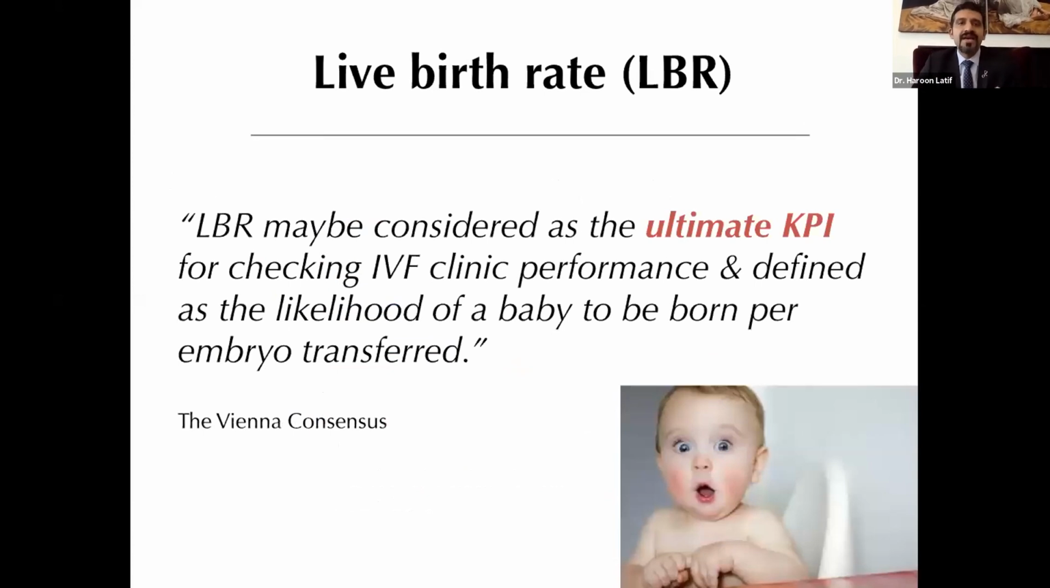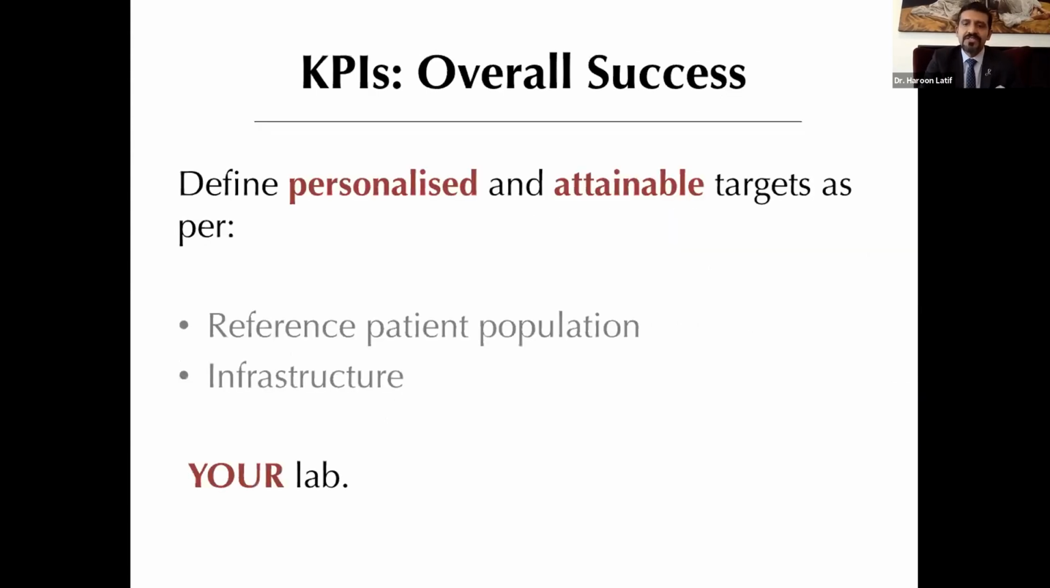Obviously, the ultimate KPI would be the live birth rate, which may be considered the ultimate KPI for checking IVF lab performance. It is defined as the likelihood of a baby being born per embryo transfer. So my suggestion is that we need to personalize and set attainable targets for our own lab. Every working environment and lab is slightly different from the other one. So we have to have our own reference patient population.